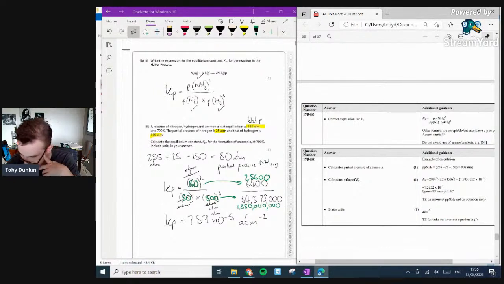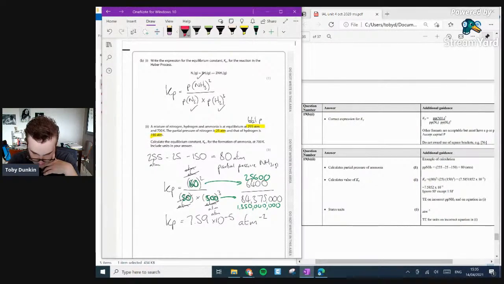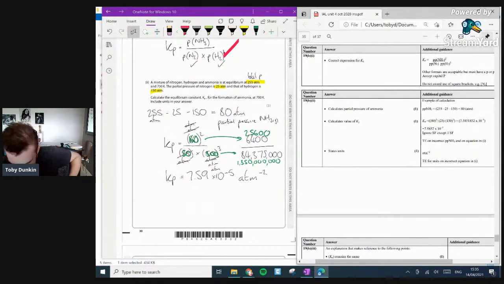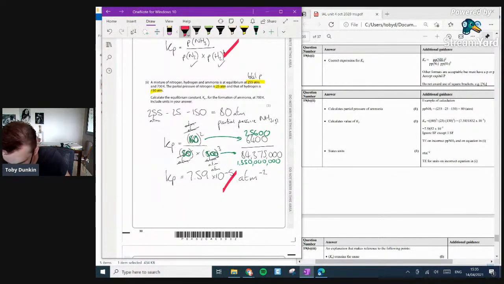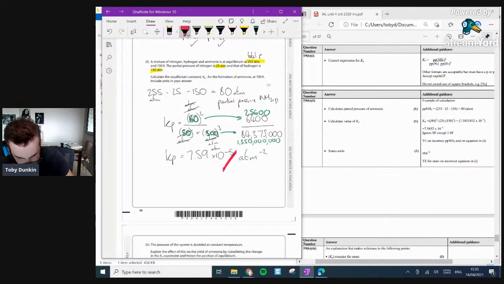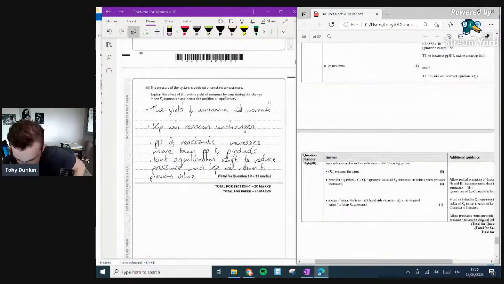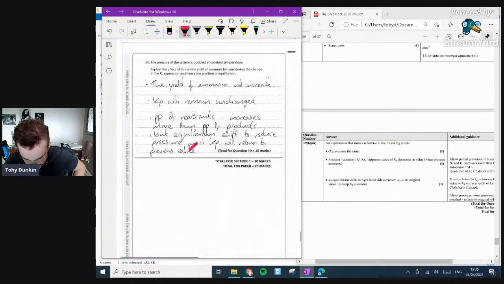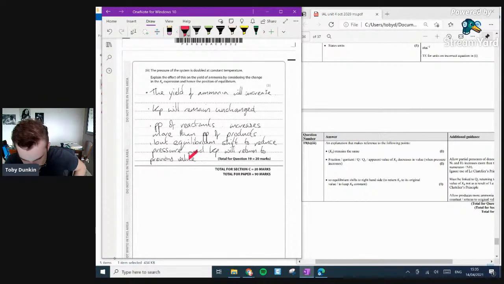Kp expression, allow capital P, allow 1p. Fine. Calculate the value of Kp, 7.59. Ignore significant figures except for 1 sig fig. Yeah, I'll take it. 10 to the minus 5 atm minus 2. Nice. Yield of ammonia: Kp remains the same. The equilibrium shifts and Kp will return to the previous value. Kp remains unchanged.